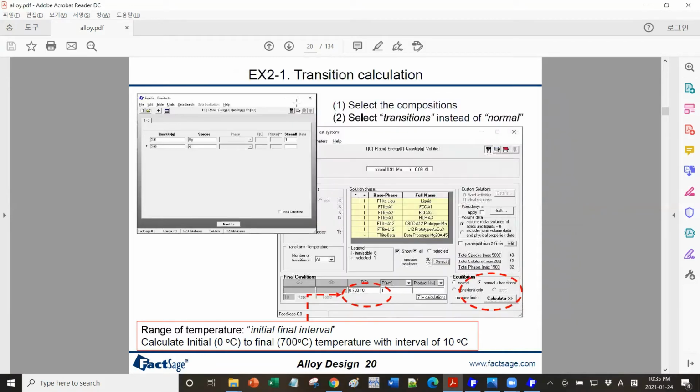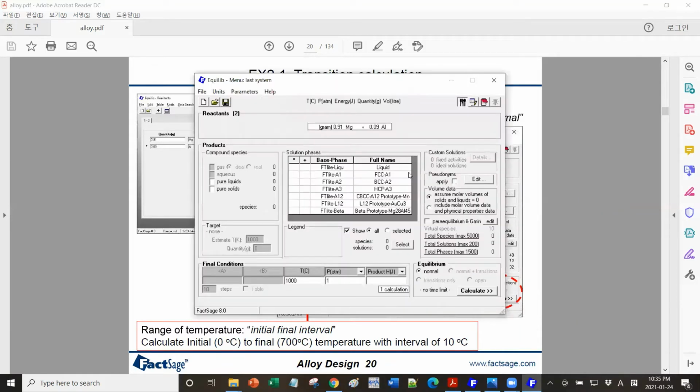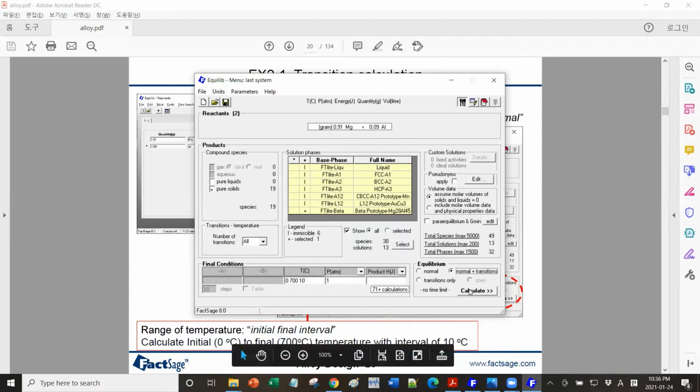So the first calculation is a transition calculation. Please select all solutions and also pure solids, and put the calculation range from 0 to 700 Celsius degrees, and the interval should be 10 Celsius degrees. And for the calculation, not only normal, we have to calculate transition also. So normal plus transition, and then calculate.